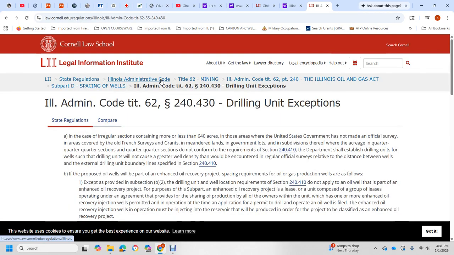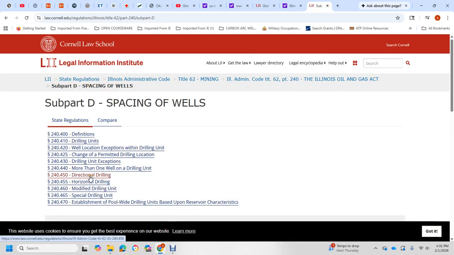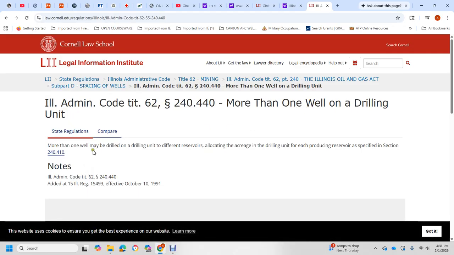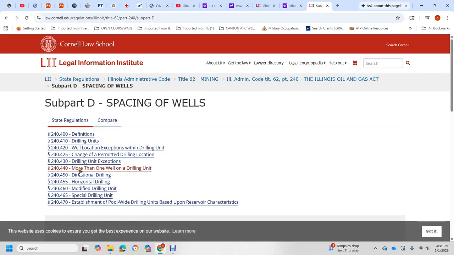And that was 244.30, drilling unit exemptions. More than one well drilled on a drilling unit, different reservoirs, allocating acreage to drilling units for each producing reservoir as specified in section 244.10.